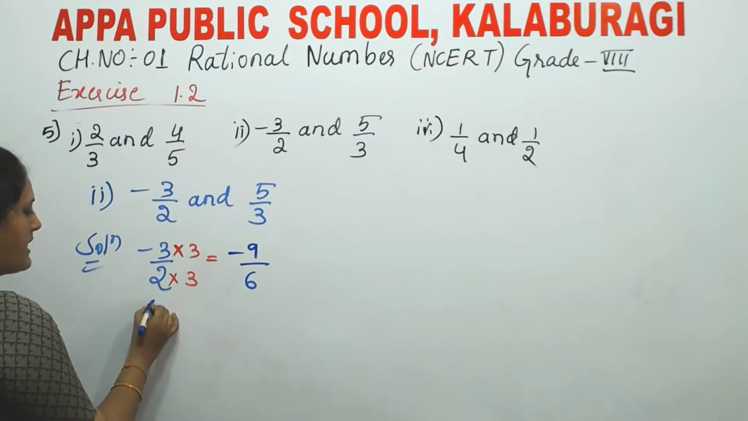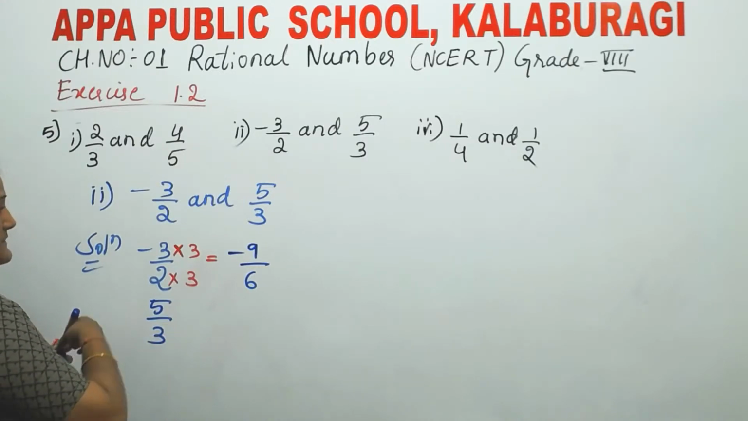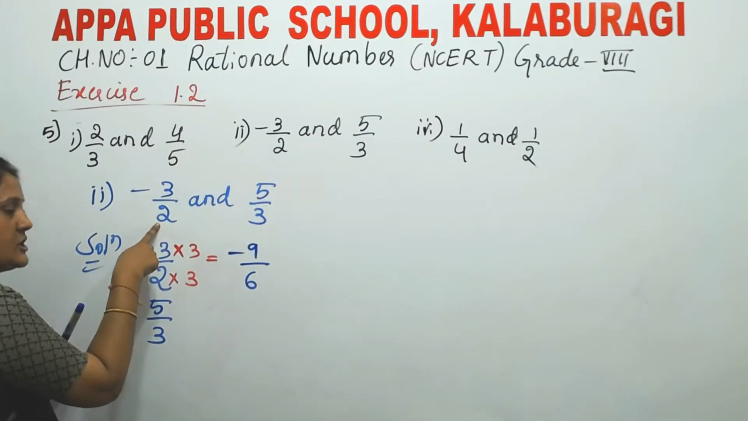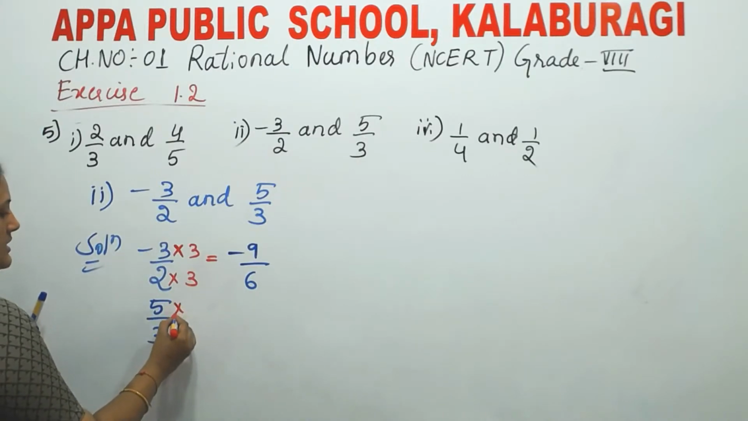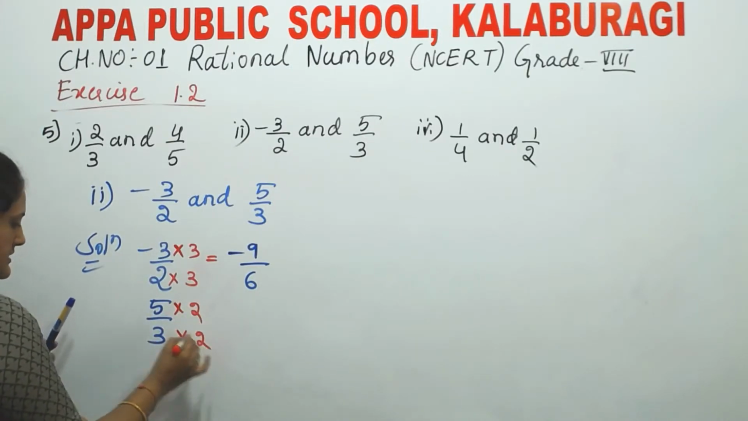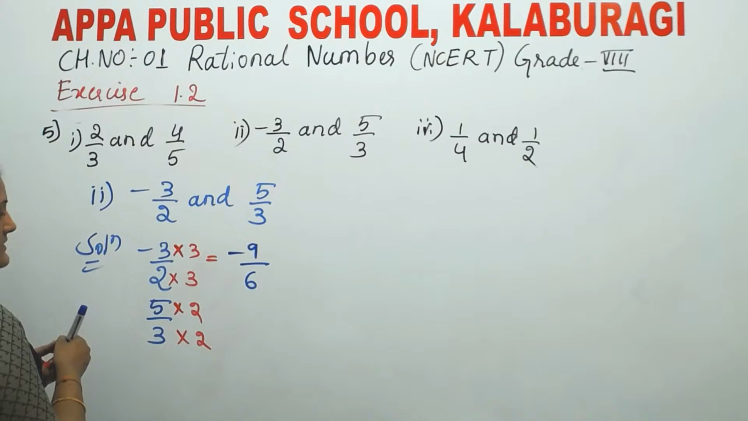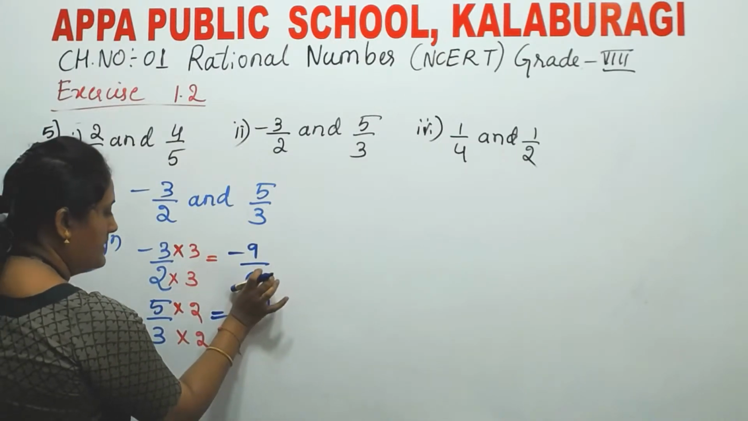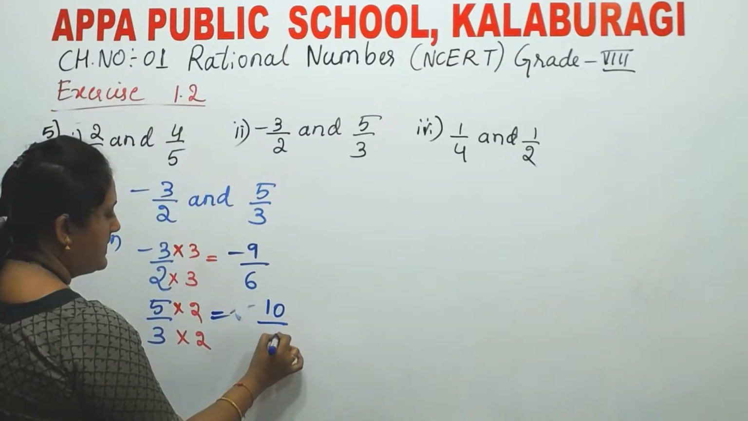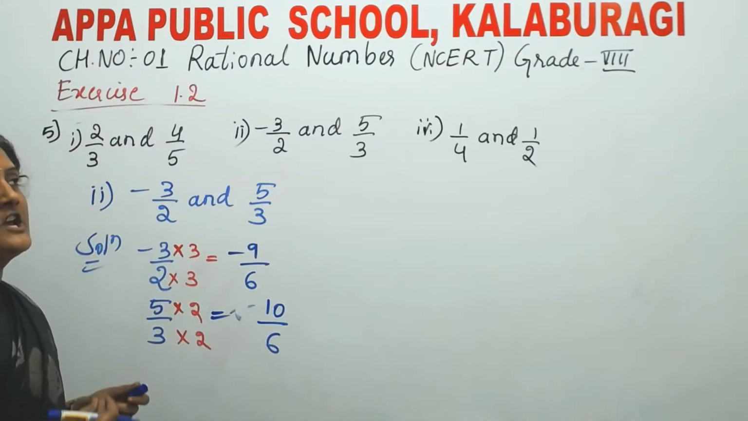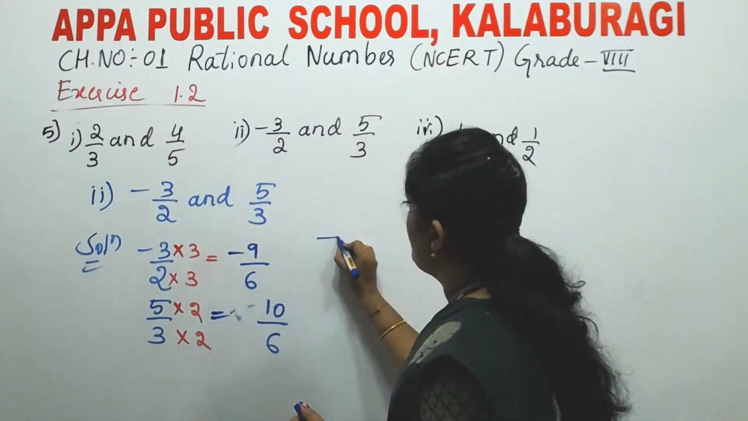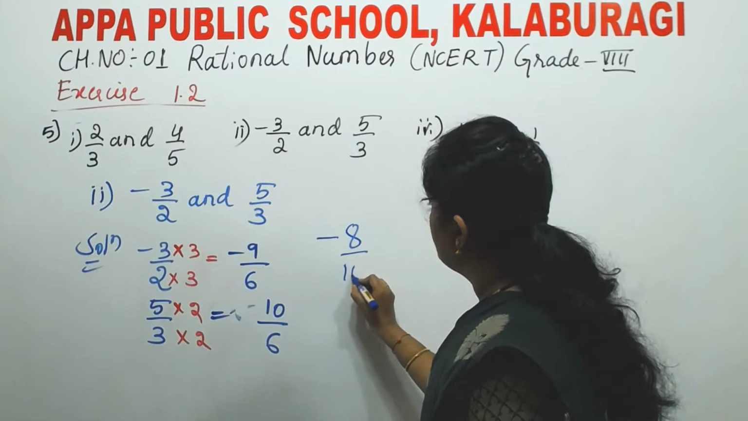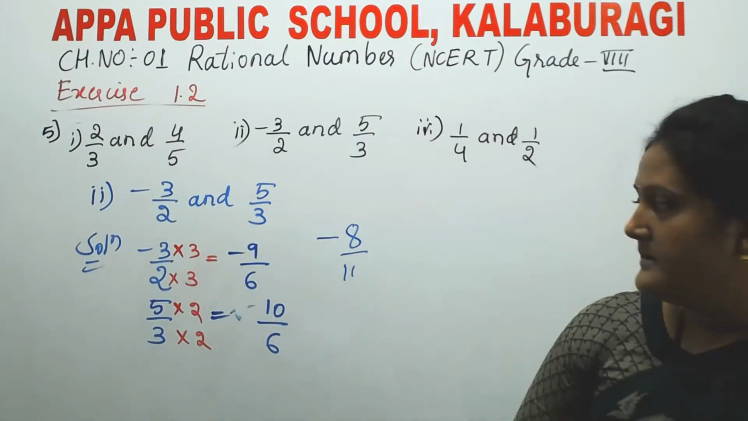The next number 5 by 3. For this 5 by 3 they are multiplying with this denominator, that is 2. Here 2, here 2, right? 5 2s are 10, plus 10 because it's positive, 10 by 6. Now can we write 5 rational numbers between this? Yes, of course. Minus 8 by 6.